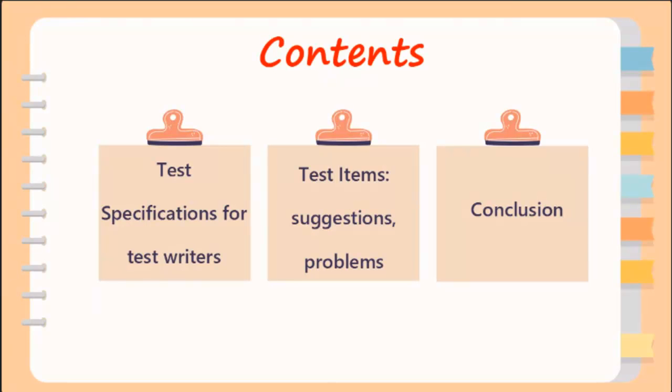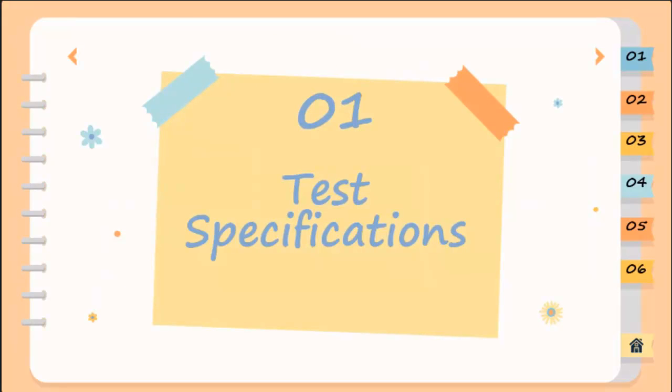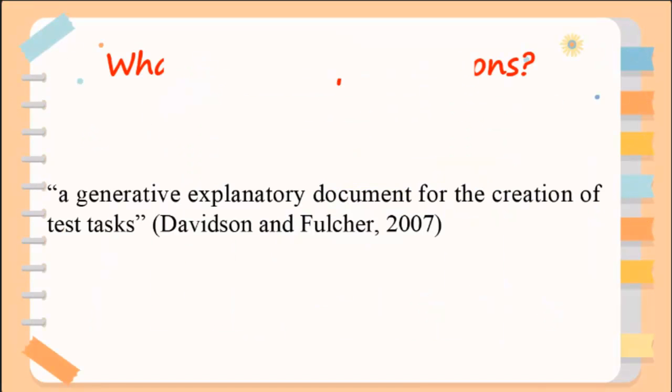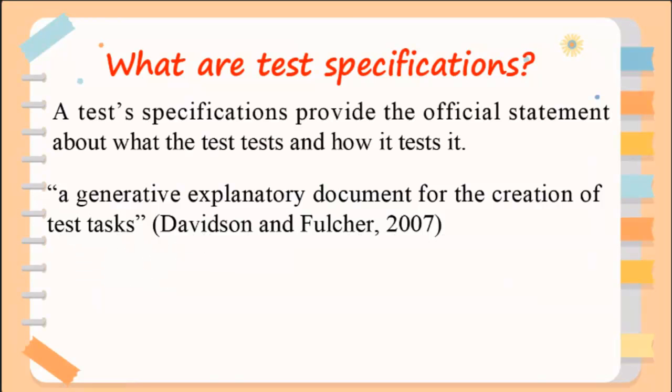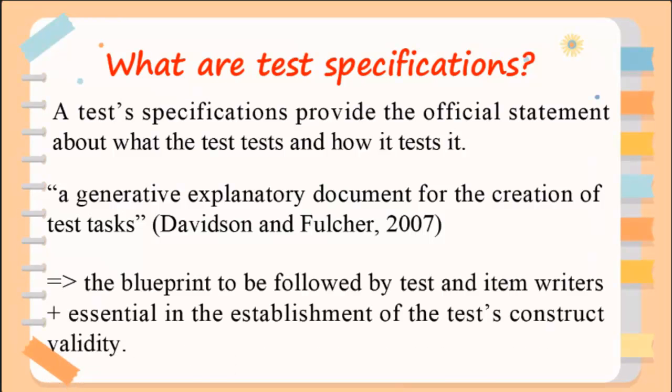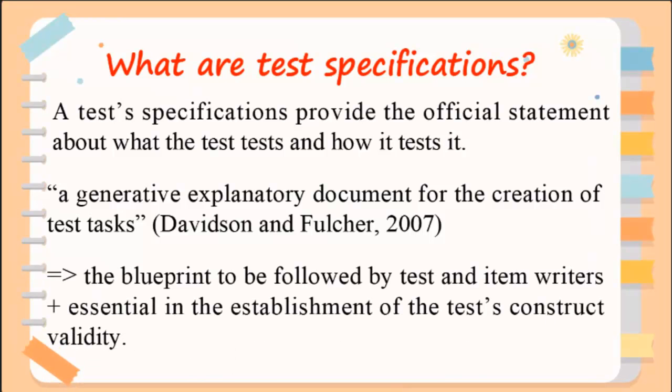So the first part is about the test specifications. What is a test specification? According to Alderson in 2007, it is a generative explanatory document for the creation of a test task. In normal terms, we can call it a blueprint, right? A blueprint for the test. So this is a blueprint for the test and item writers to follow. It also plays an essential role in the development of test quality.